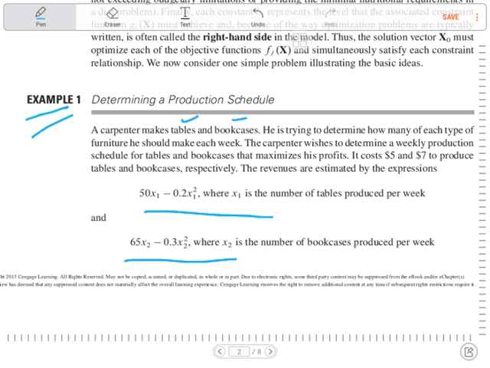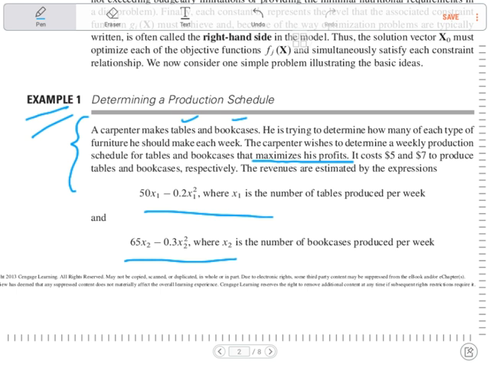Subject to something, the carpenter wishes to determine a weekly production schedule for tables and bookcases that maximizes his profit. So here lies the optimization motivation: he wants to maximize his profit. So the problem given here now takes the shape of an optimization problem because of his motivation to maximize his profit.